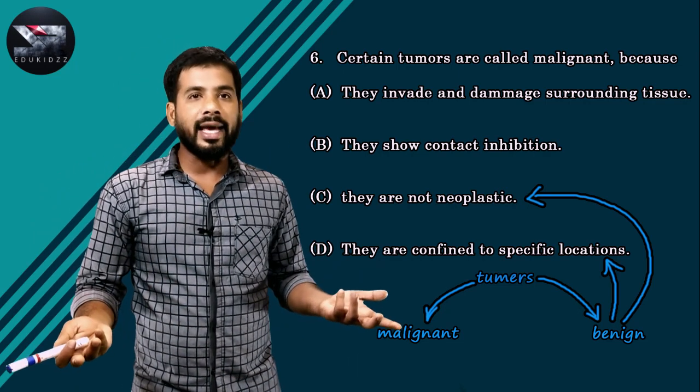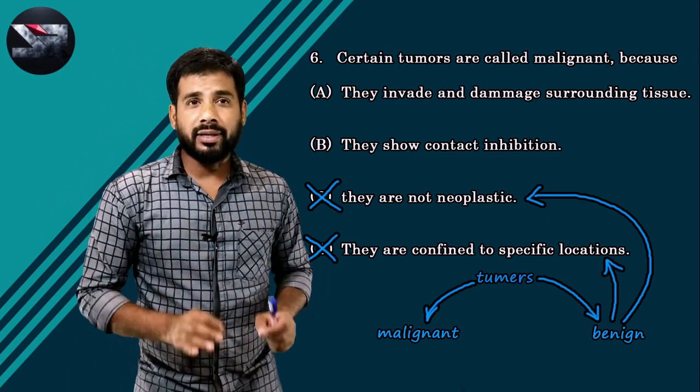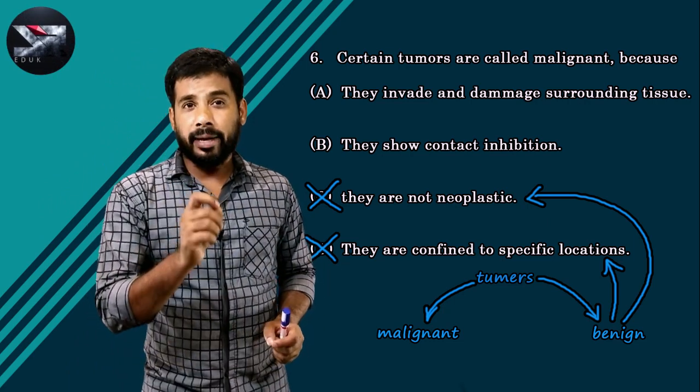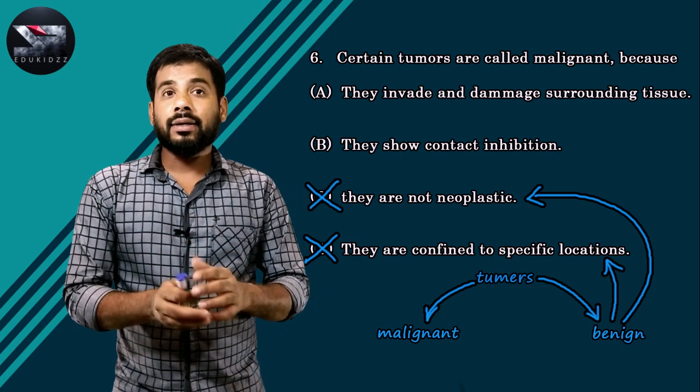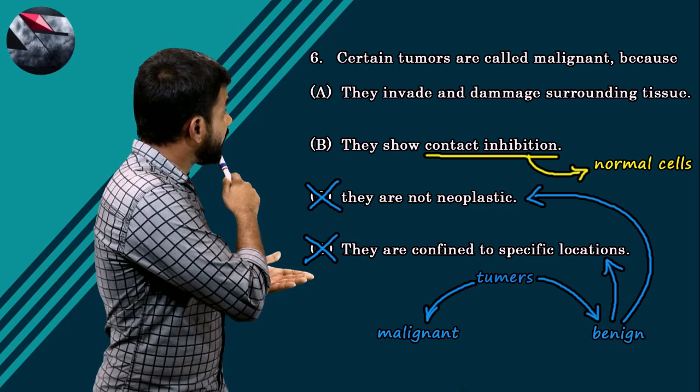Non-neoplastic means not cancerous. Now in option A and B, which is the right option? The right option is option A. Why? Because here the contact inhibition is generally the property of normal cells.